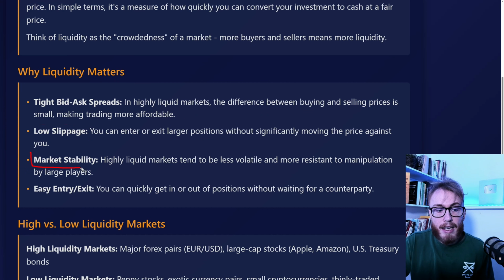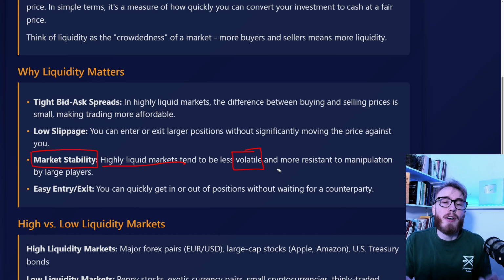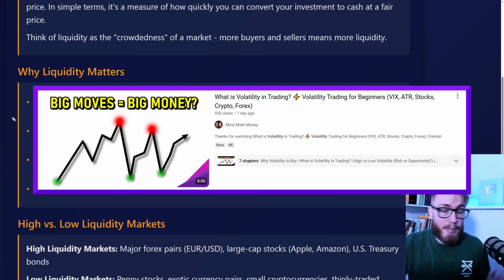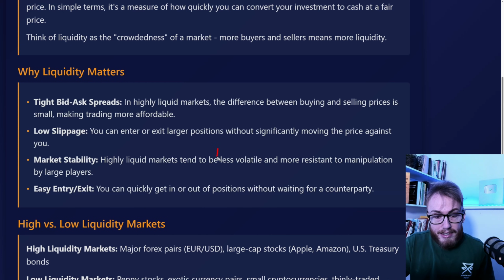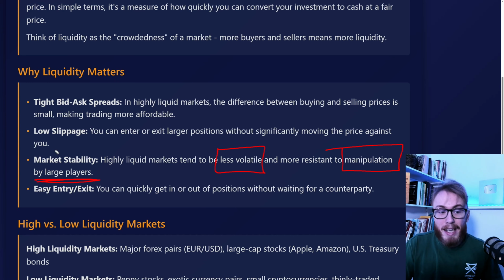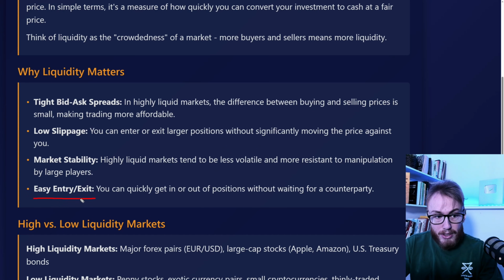Another very nice thing about liquid markets is market stability. So highly liquid markets tend to be less volatile, and volatility here is a very, very important concept to understand. And I actually have a video about volatility, so I highly recommend checking out that video after this one just to get a deeper understanding of volatility. But they tend to be less volatile and more resistant to manipulation by large players, or in other words, smart money. I do have many videos on smart money trading as well, so I highly recommend to check out these courses after this video. Last but not least, it's easy to enter and exit liquid markets.